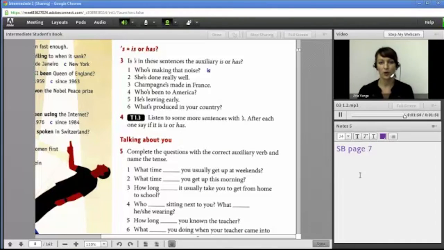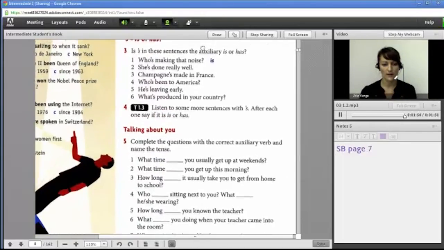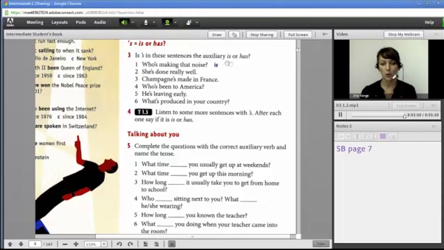I'd like you to go back to page 7, please, now. Under the previous exercise, there's exercise 3. Here you are going to have to decide which auxiliary verb is used, is or has.